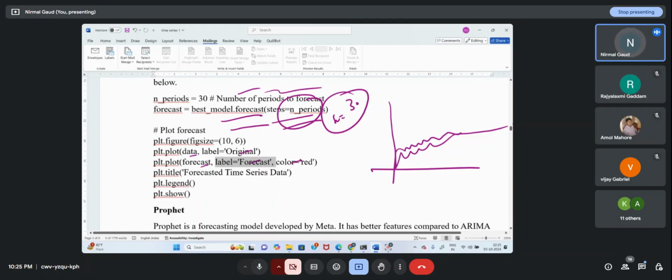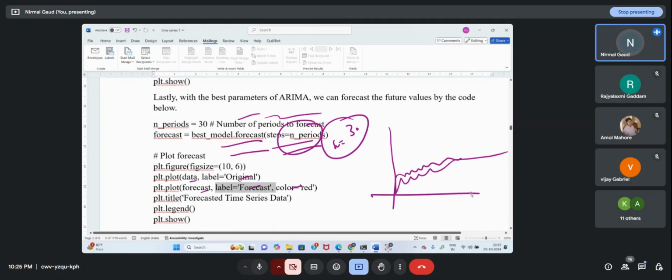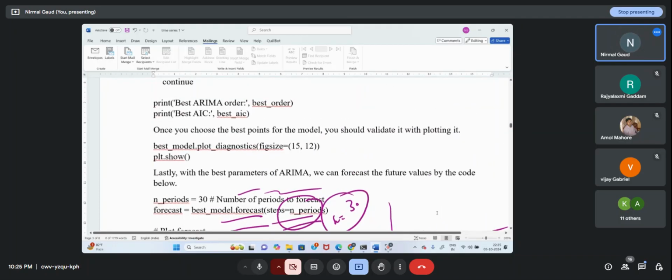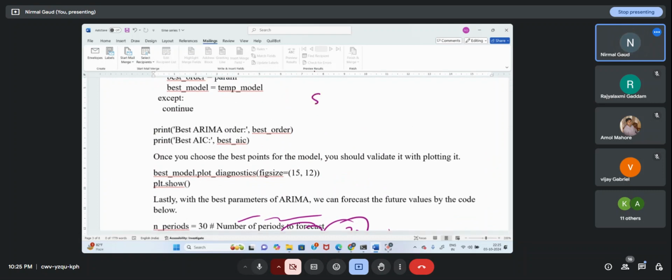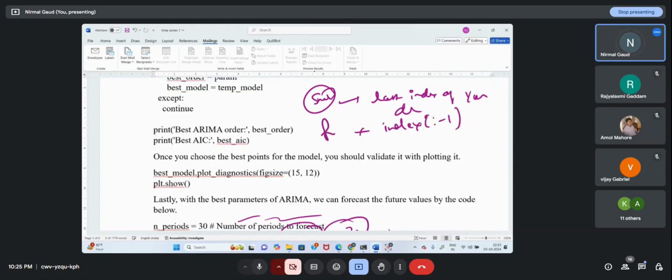We can find the next prediction also. For the next prediction, there is some smart move to be done. You need to find the last index of your data. That will be index minus 1, colon minus 1, something like that. You have to find the last index, and from the last index, you have to predict.